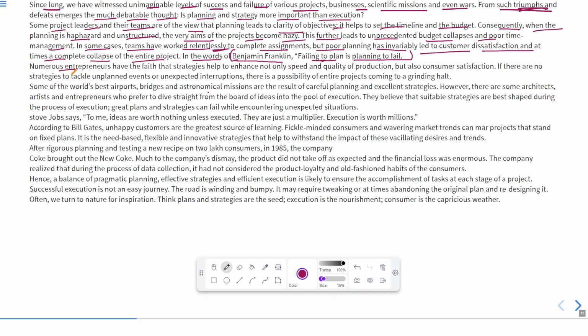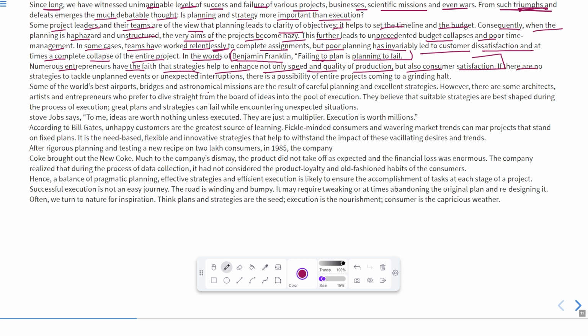Numerous entrepreneurs, it means there are many entrepreneurs, have the faith that strategies help to enhance not only the speed and quality of production, but also consumer satisfaction. So they also think the same thing, that if we have strategies, that will help in improving the production as well as the consumer satisfaction.